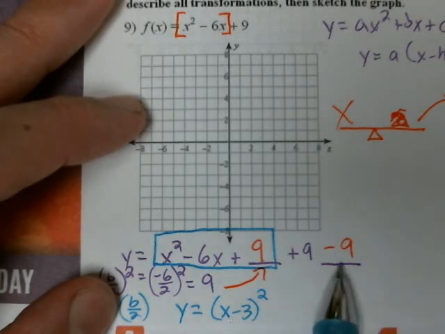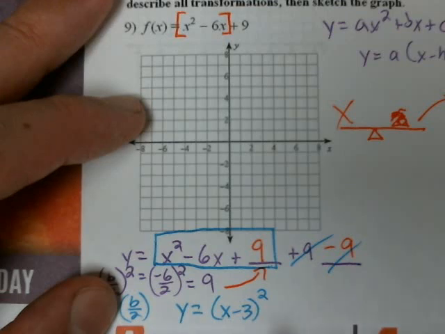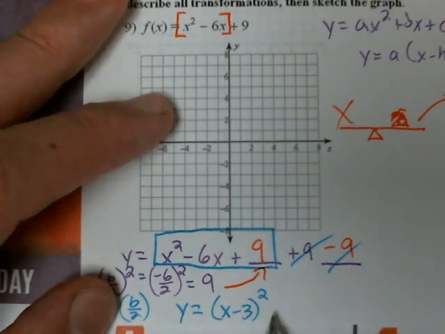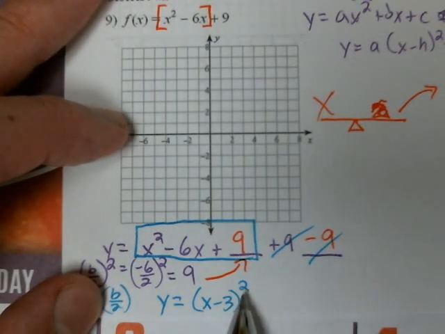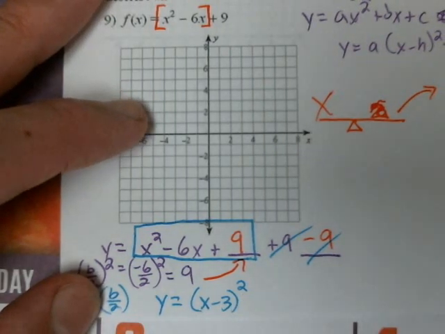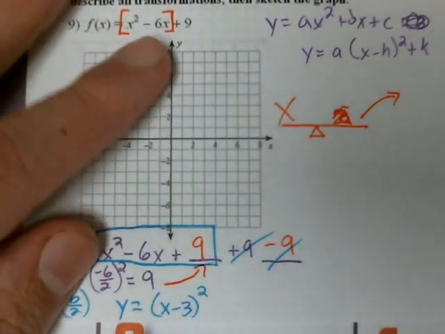And then over here, I just combine my like terms, but now I've got 9 and negative 9, they just cancel each other out, which leaves me with plus 0, okay? So my official equation is y equals x minus 3 squared, okay? Now, let's go back up here and write down everything that we need. So now this turns into one of these problems, okay?